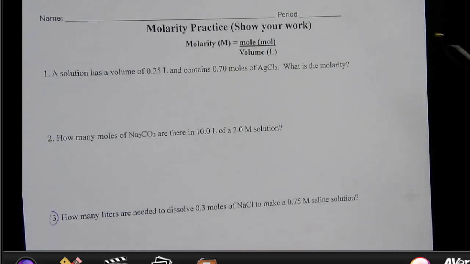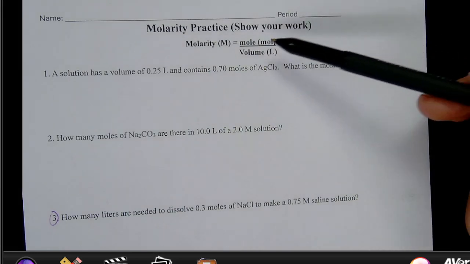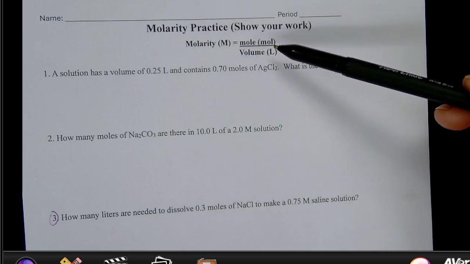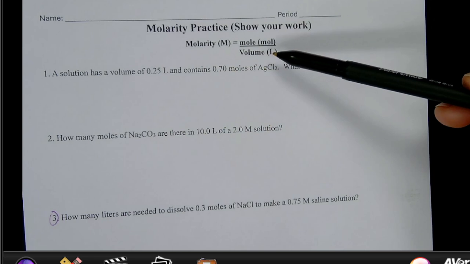So remember, in molarity, its units are M, okay? And then you have moles, M-O-L. Please do not put lowercase m with it. We write M-O-L so we can tell the difference between molarity and moles, okay? And then you have divided by liters.